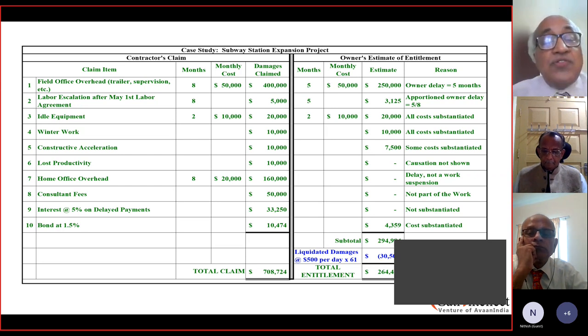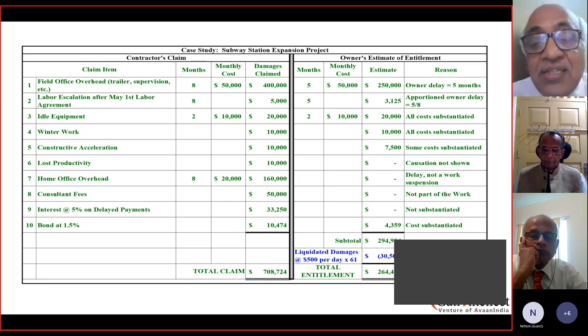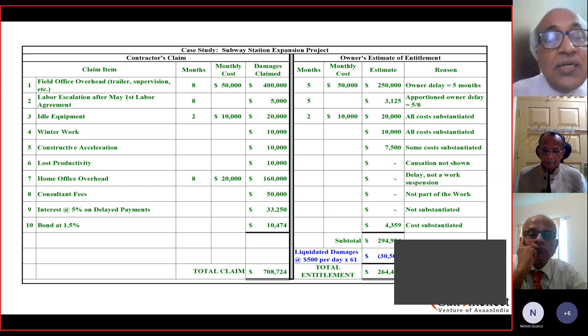So the total, instead of 708,724, came to only 294,900, out of which they agreed, they were liable for 2 months of liquidated damage of $500 per day. So that 2 months thing was minused here. So $30,000 was minused, and $264,000 were given as an entitlement. So that is the claim.